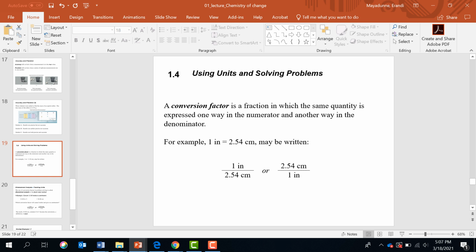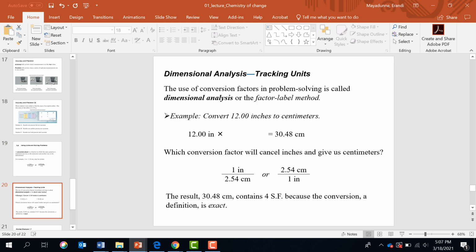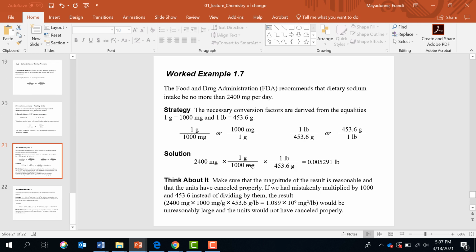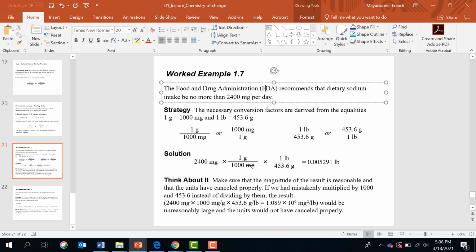And then dimensional analysis and conversion factors, like 1 inch is 2.54 centimeters. It's important. It's the same whether it is 1 inch or 2.54 centimeters. It's the same length expressed in different units. How you convert the unit is also important. I have some practice problems you can practice. If I explain this one: the Food and Drug Administration recommends dietary sodium intake of no more than 2,500 milligrams per day.